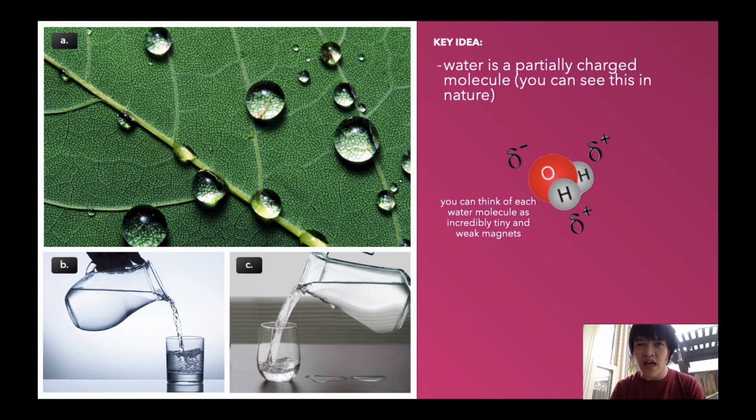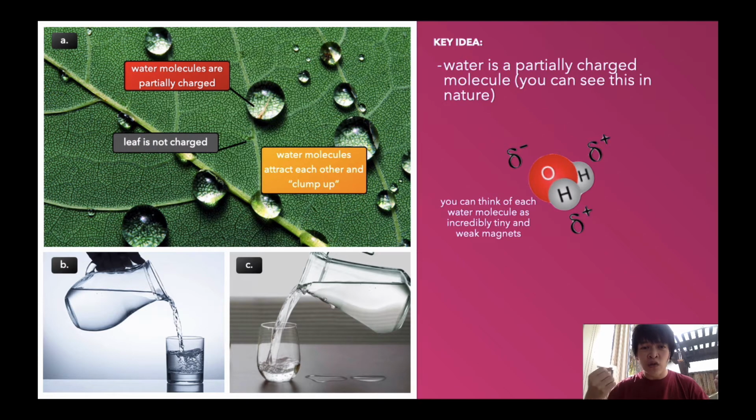Look at example A. Have you ever wondered why water balls up like that into drops? Well, the water molecules are partially charged there, but the leaf is not. Therefore, the water molecules are attracted to each other and they'll start to clump up into a sphere. It has to do with the positive and negative attraction here.